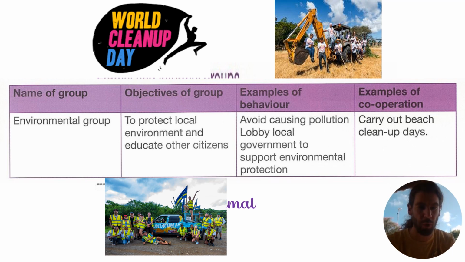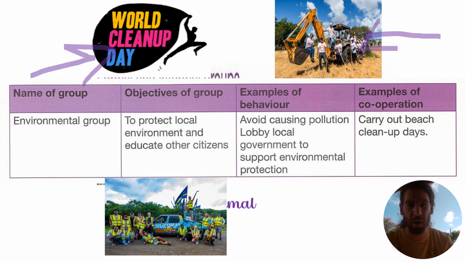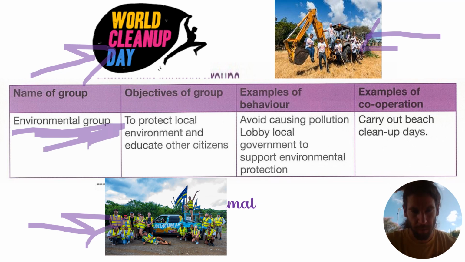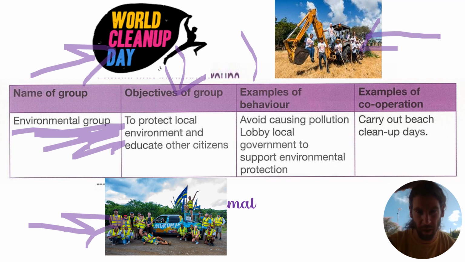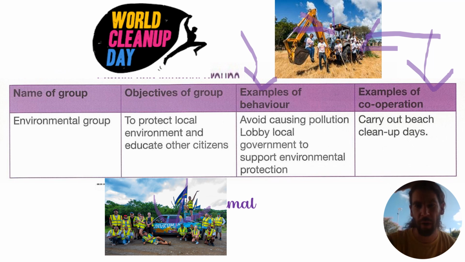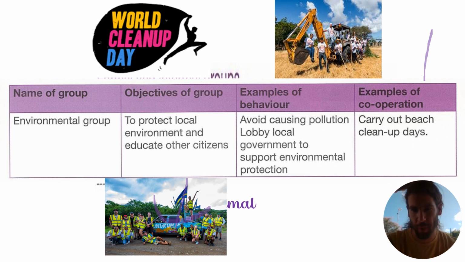And perhaps you also know the Kunukuman. So these are examples of environmental groups: the World Cleanup Day, a bit the Doedag, and the Kunukuman. They have certain objectives. There are certain rules concerning behavior, and they're also examples of cooperation, because here you see different people together. These people work together, and working together is an aspect of being a group.